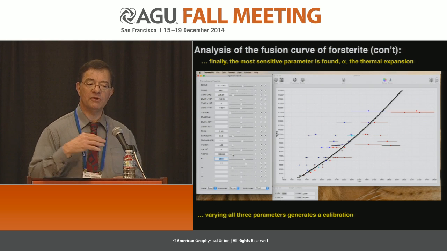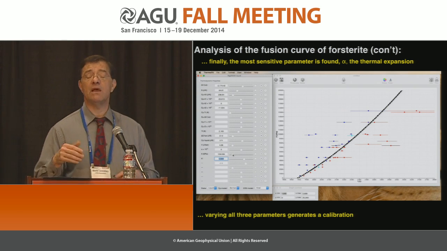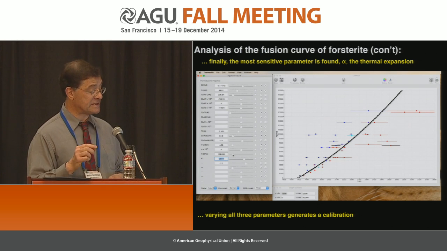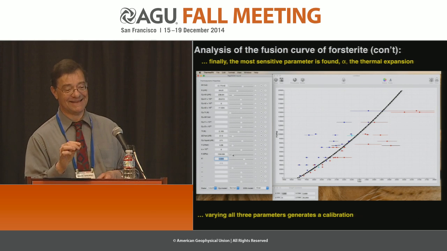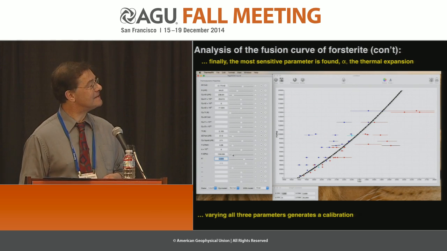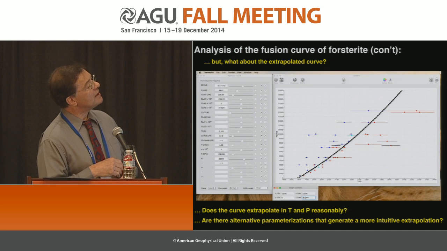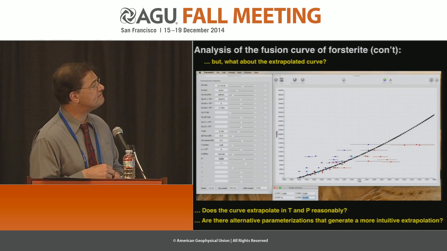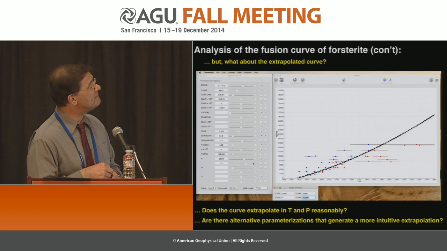But now, most of the time, we do this sort of analysis, for example, in building the MELTS database, because we're interested in how this function extrapolates in temperature, pressure space. So on the next slide, let's actually do that. Let's change the pressure scale so that we go up to a much higher pressure. And let's go over to the parameters again.